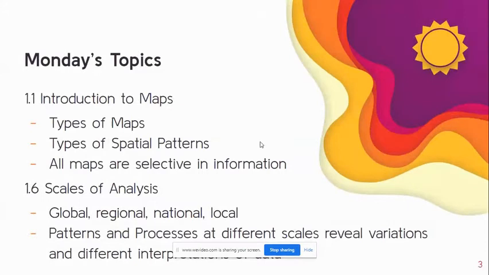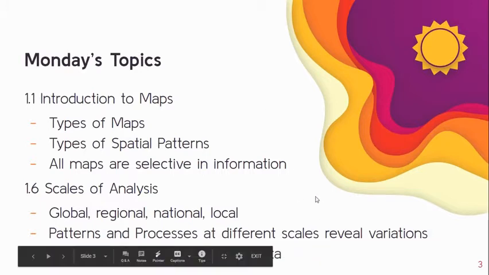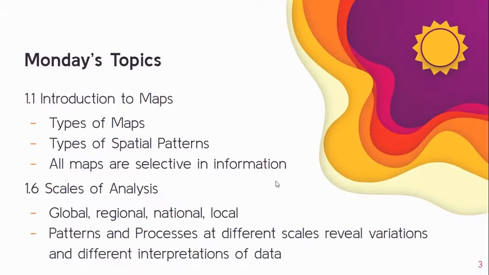So Monday's topic today is introduction to maps. We're going to talk about types of maps, types of spatial patterns, and that all maps are selective in information. And then, once again, scales of analysis, which are global, regional, national, local, and everything in between, as well as how patterns and processes at different scales reveal variations and different interpretations of data. That is what your discussion post is going to focus on today: what do different patterns and different scales of analysis reveal about what's going on at particular scales.